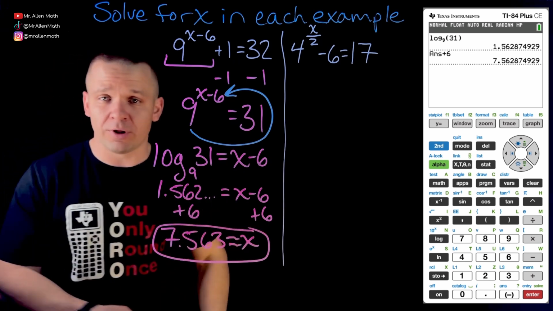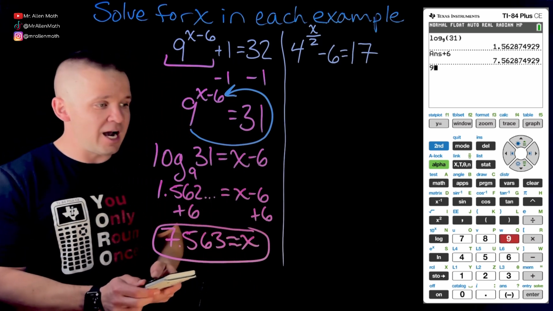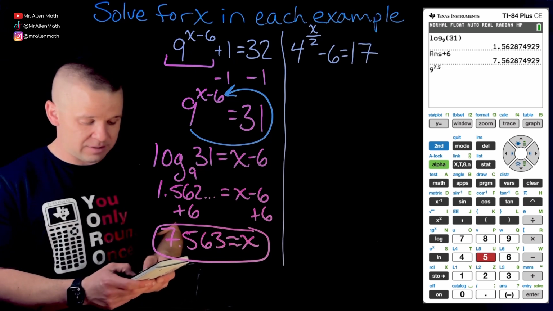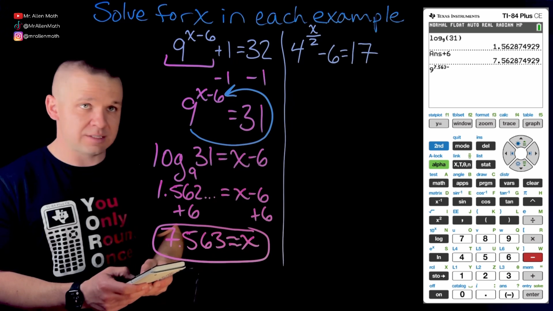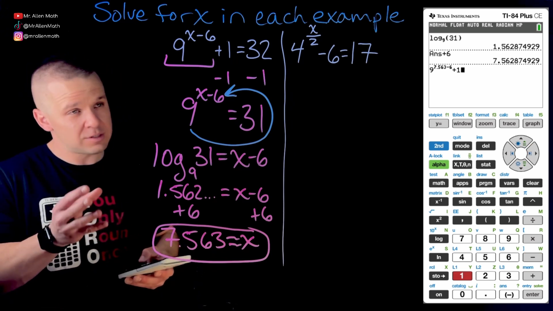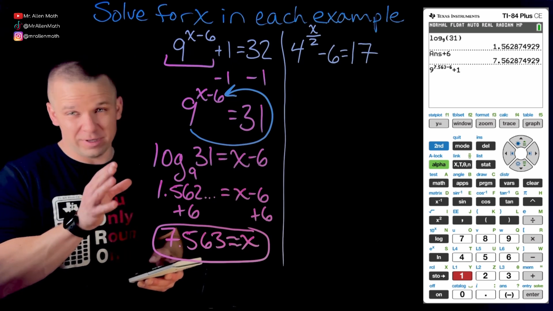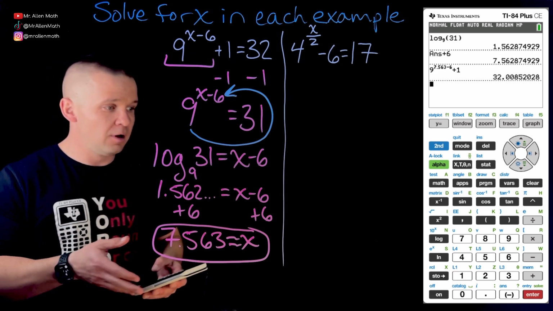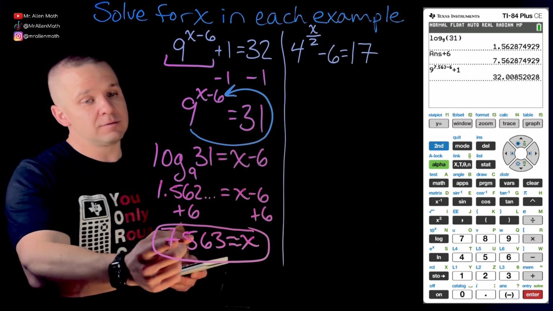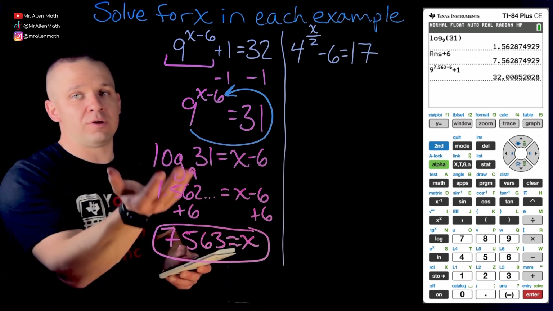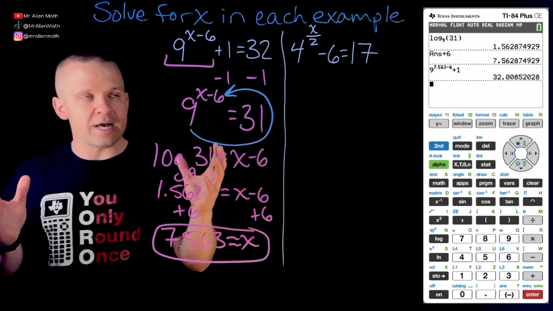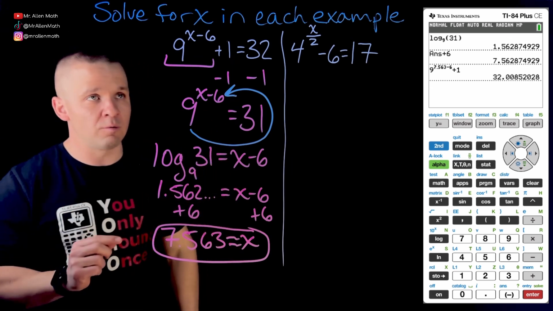And you guys can plug this back in and see if it works, right? I can do 9 raised to the 7.563 minus 6, arrow over, plus 1, and this should equal very close to 32. It's probably going to be 31 point something or 32 point something. 32.008. So a little bit above, but that's because we rounded this number. It's going to throw the original problem off. But I always wait till the very end to round. That way we're most accurate, okay? You only round once.